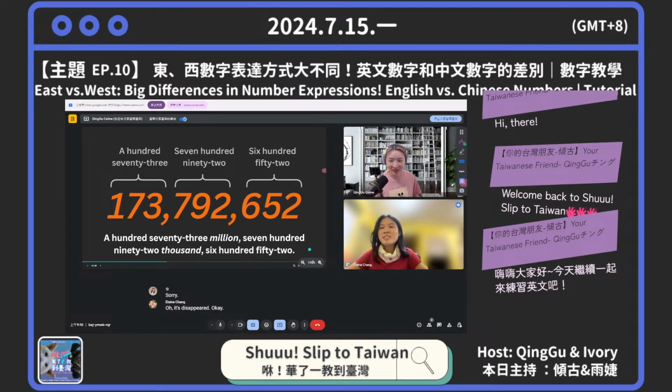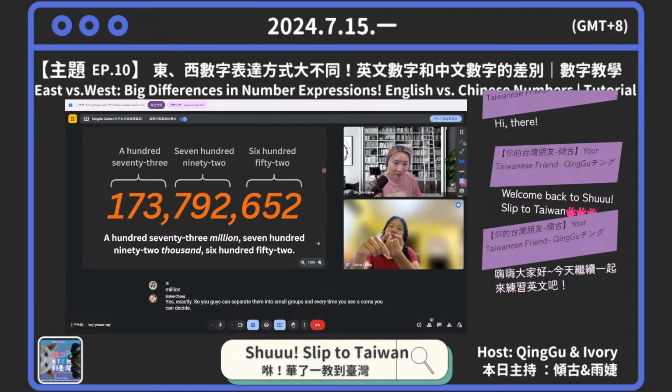Okay, this number is actually 173 million, which is what we add on because there's the second comma, that comma, right? Then there's 792,000 when you see the other comma, and then 652. Thousand. Yeah. Million. Yes, exactly. So you guys can separate them into small groups, and every time you see a comma, you can just add million or thousand or whatever you see.